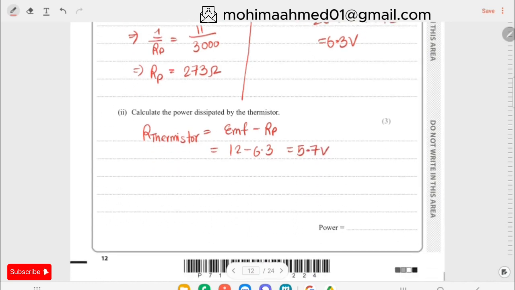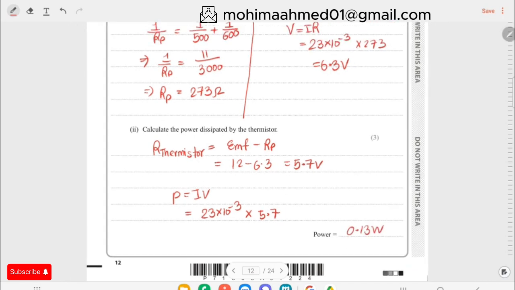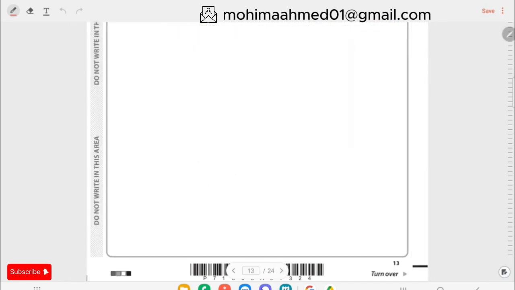We already have the value for its current. So we can use the equation P equals IV, the easiest one, 23 times 10 to the power minus 3 multiplied with 5.7. If you calculate it, the power dissipation is 0.01311 watt. You can just write 0.13 watt. So we're done with 14A2. I hope it was clear.